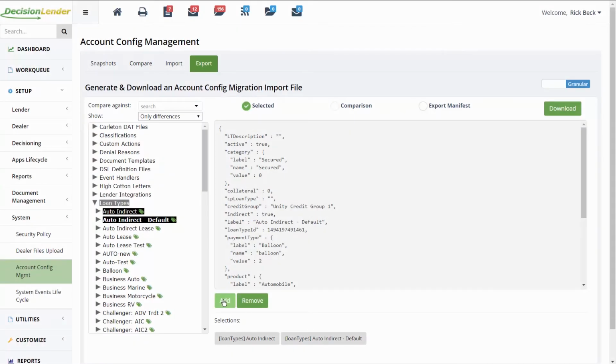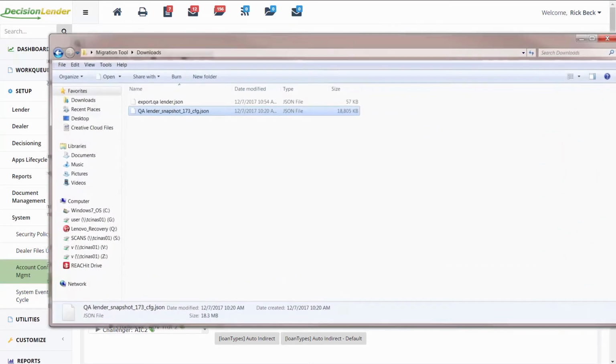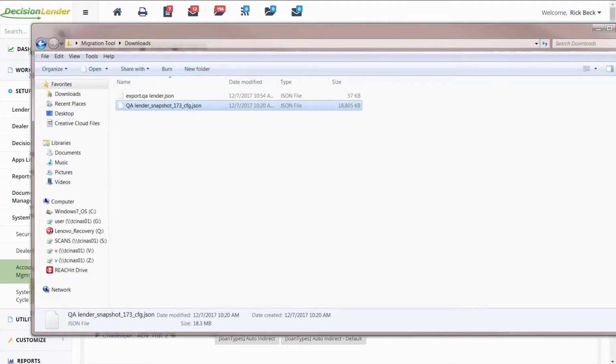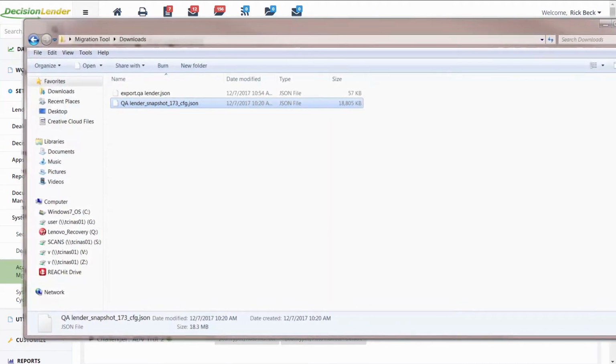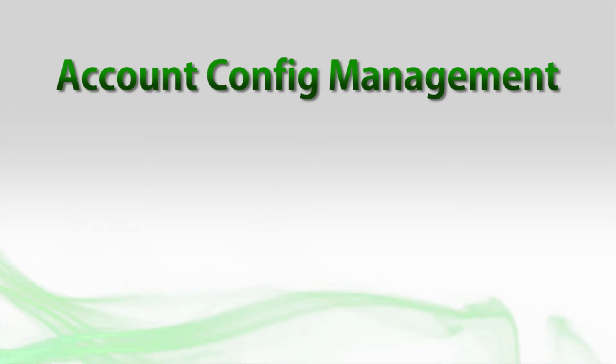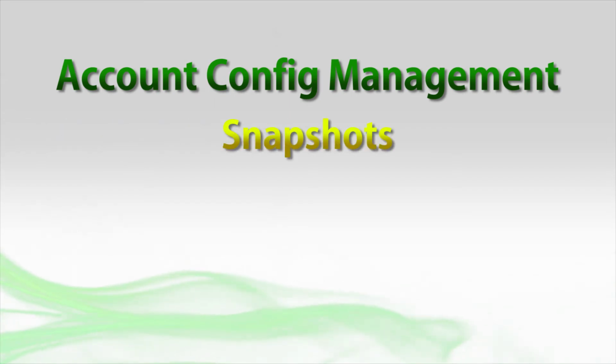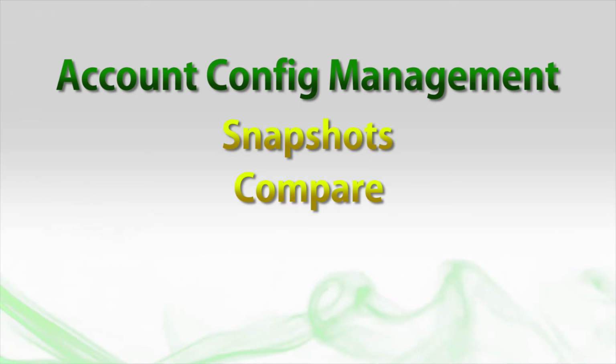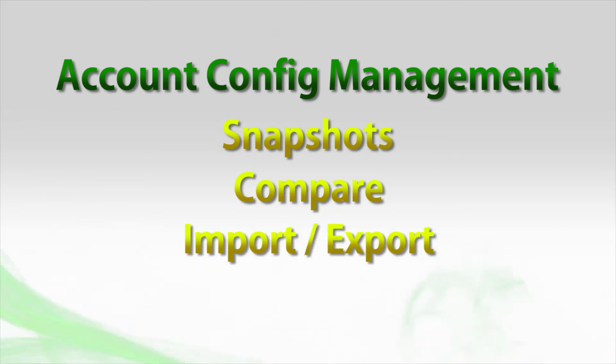With the simple click of the Download button, the changes are gathered into a file that can be transferred directly from a demo site to production, completely eliminating the possibility of human error. In DecisionLender's Account Config Management section, users can view snapshots, compare previous versions of the site, import and export migration files and snapshots, and more.